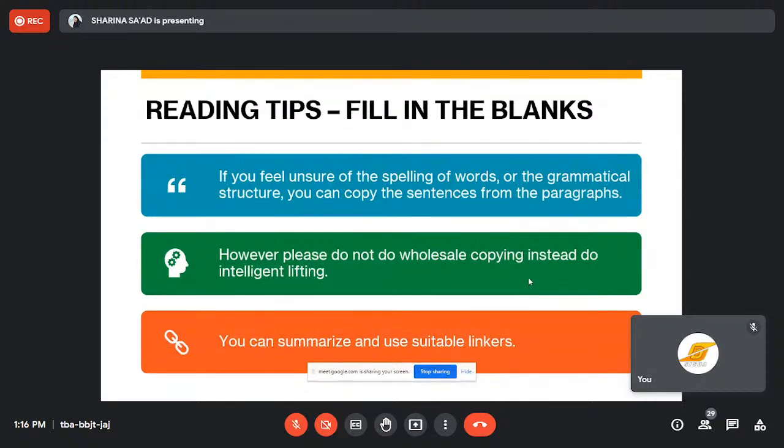Okay. If you maybe want to replace the word with a synonym, replace it with a synonym. Okay. Or maybe you want to summarize the point, you use summary. And try to use suitable linkers. Okay. The fill in the blanks is the new item introduced with the new format.